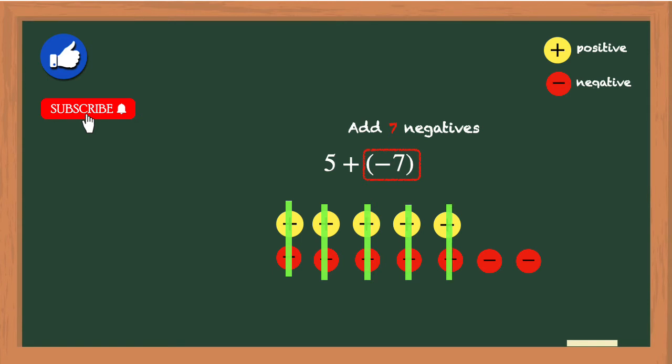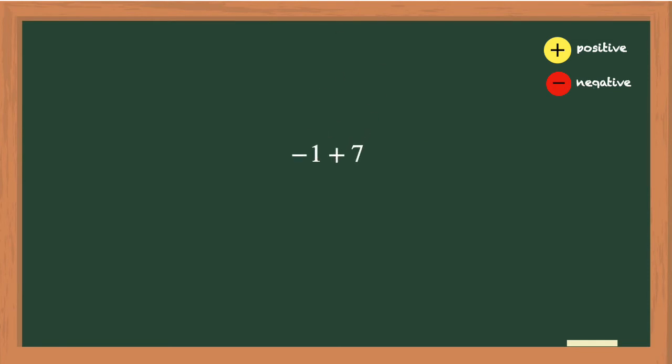The last step is to count the number of counters left, and that is your answer. I see 2 negative counters left, so 5 plus negative 7 is equal to negative 2. Now let's try this one.